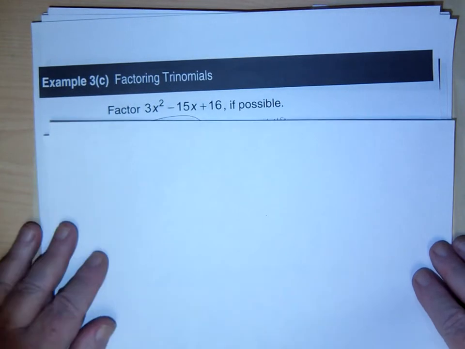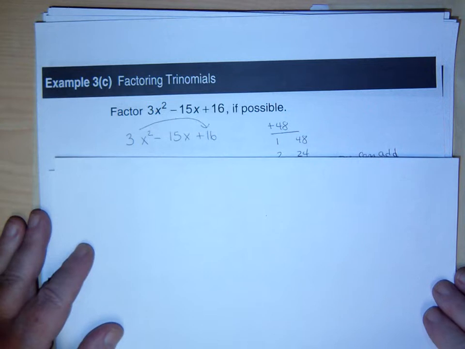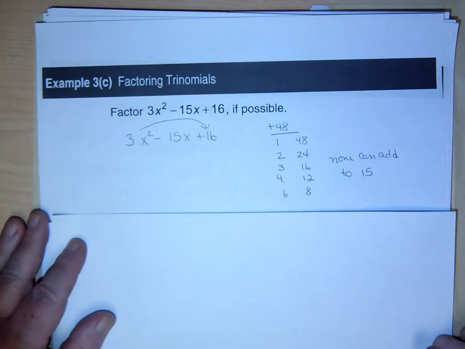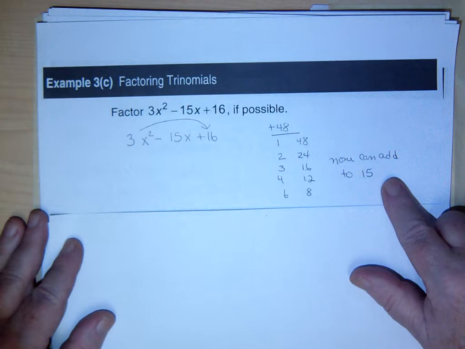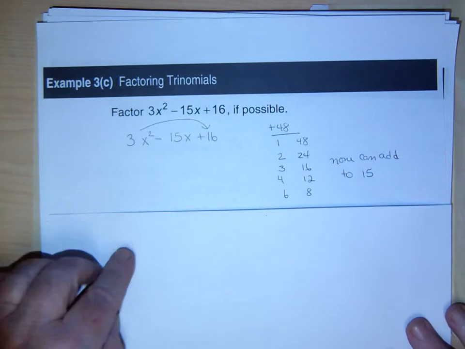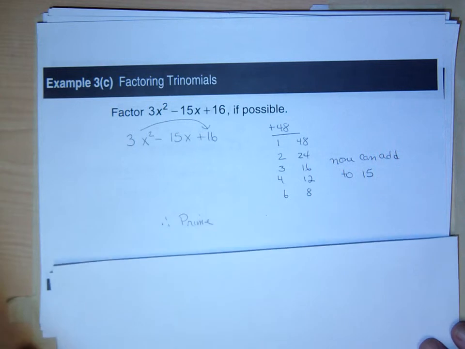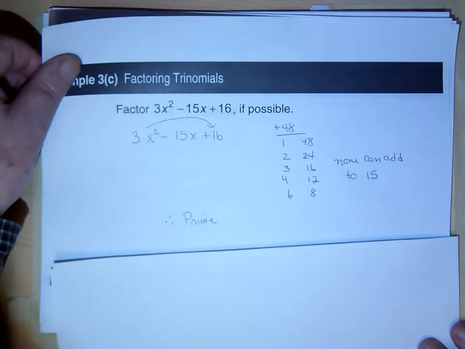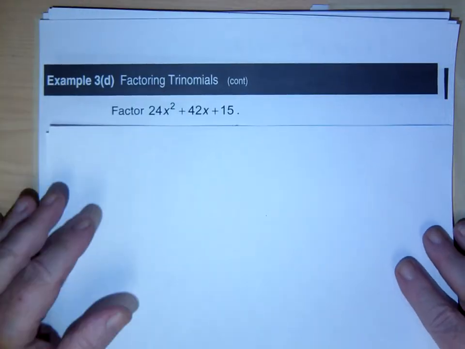Here is the next example. If we take 3 times 16, we will get a positive 48. But when we look at all the possibilities where you can multiply numbers together to get 48, these are all of them, we realize that none can add to 15. That means there's no way we can achieve this factorization. That means we will declare this trinomial to be prime. That means it can't be factored anymore.